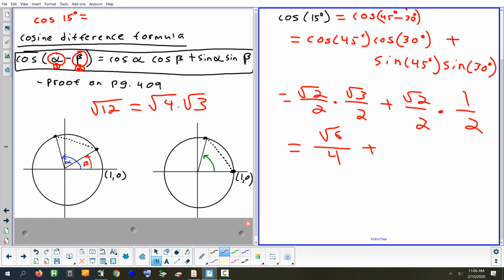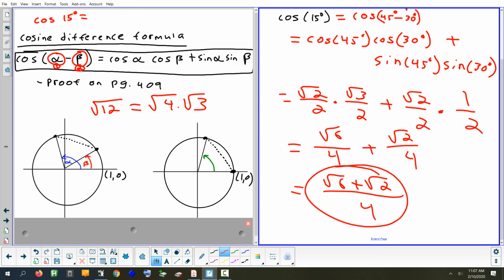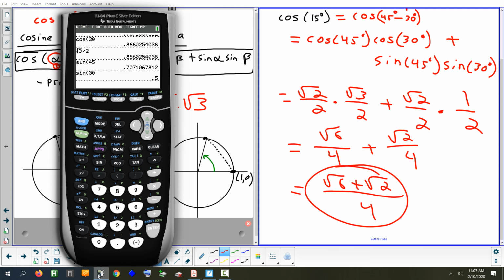How about over here? What's that fraction going to be? Square root of 2 over 4. And now to add those fractions together, what do we need to make sure we have? Which we already do, so we can just put it all together like this. And that's the exact answer for the cosine of 15. Let's check.